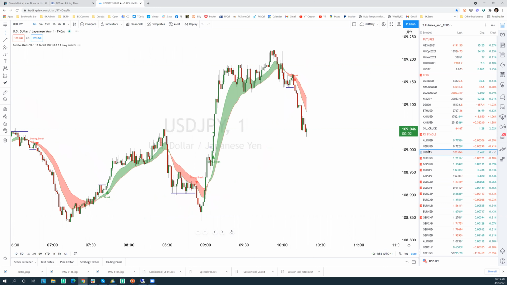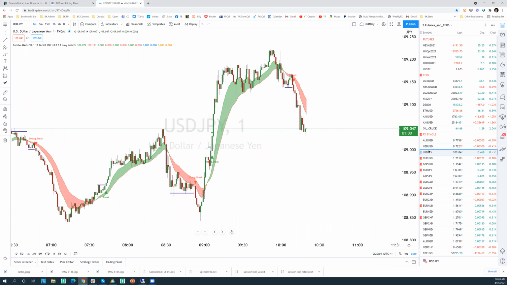Yeah, dollar yen. So dollar yen, as I said, is exhausting itself over here. But what you really want to see is it come back up and come back down at a lower level. And if it hasn't been able to do that, you don't have as much of an edge.